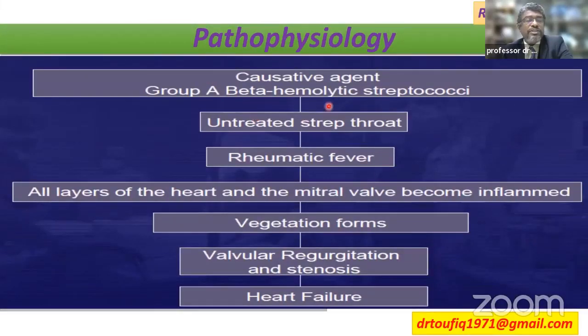The pathophysiology: the causative agent is group A beta hemolytic Streptococcus antigen, and if the patient is not treated properly, that may lead to the development of acute rheumatic fever. All layers of the heart or the mitral valve may be inflamed, so the endocardium, myocardium, and pericardium, all three layers of the heart, may be involved, and vegetations may also form. There is valvular regurgitation or stenosis type of lesion that may lead to cardiac involvement. Eventually, the patient may have features of heart failure also.